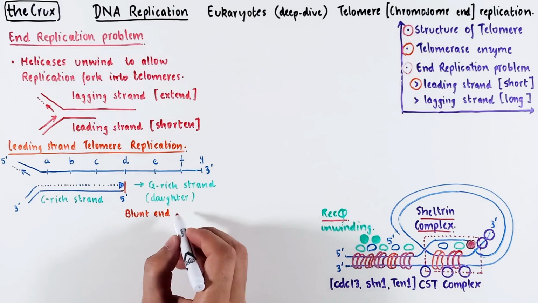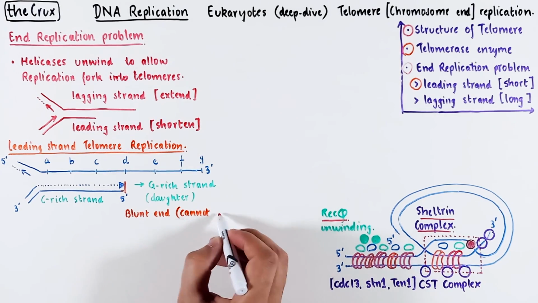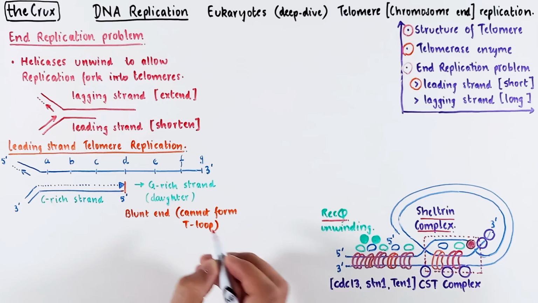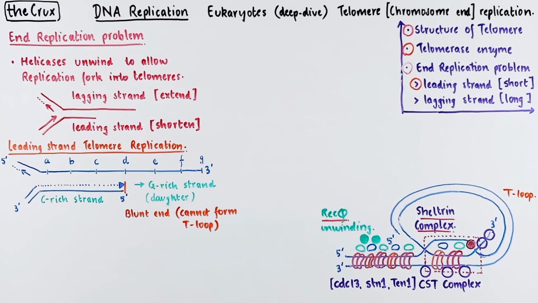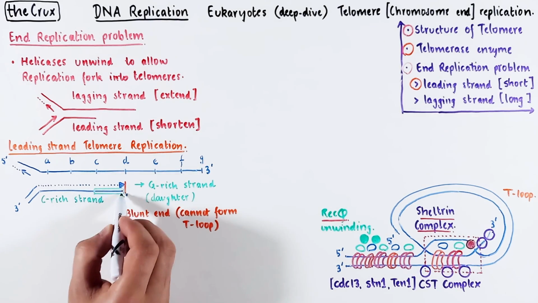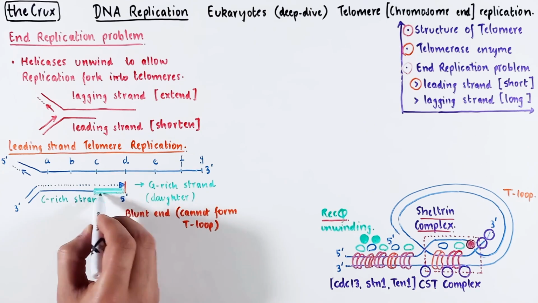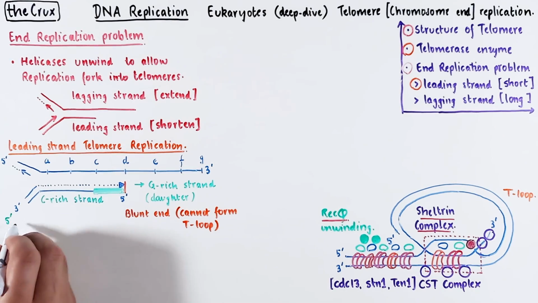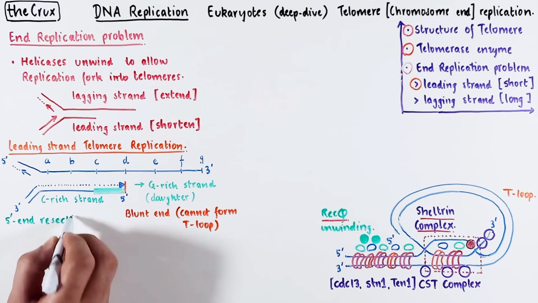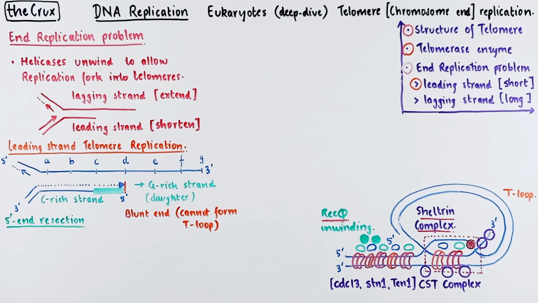As a result, a blunt end is formed. However, blunt ends cannot form the distinct T-loop structure observed in telomeres. This presents a challenge unique only to the leading strand. T-loops are typically formed by the G-tail overhang, which does not exist in this scenario. So, to restore a G-tail, a portion of the C-rich strand at the 5' end on the bottom strand needs to be resected or removed. But how does this resection occur?